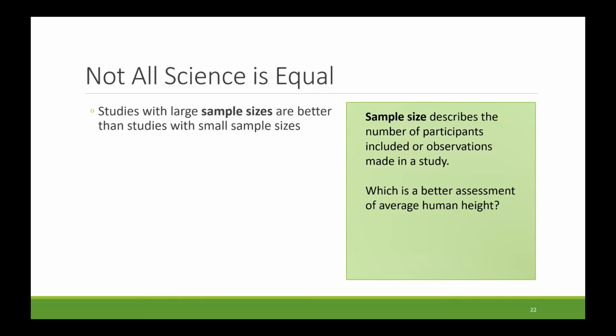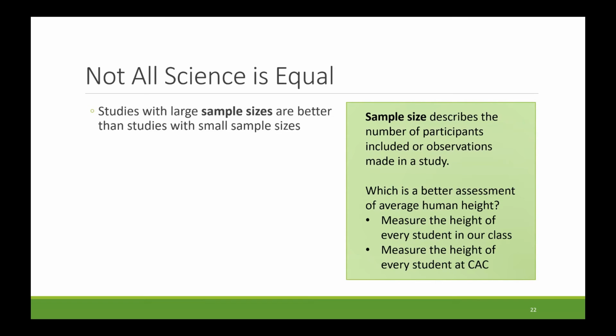For example, if we were to ask the question of what is the average height of a human adult, which of these would give you a better answer? Measuring the height of every student in our class, or measuring the height of every student at Central Arizona College? Most of us can automatically recognize that measuring every student at CAC is better, and that's the option with the larger sample size. Because what if our class just happened to be filled with a lot of short people or a lot of really tall people? The smaller the sample size, the greater chance you have of outliers skewing the data. So larger sample sizes are better. They get you closer to the truth of the answer.